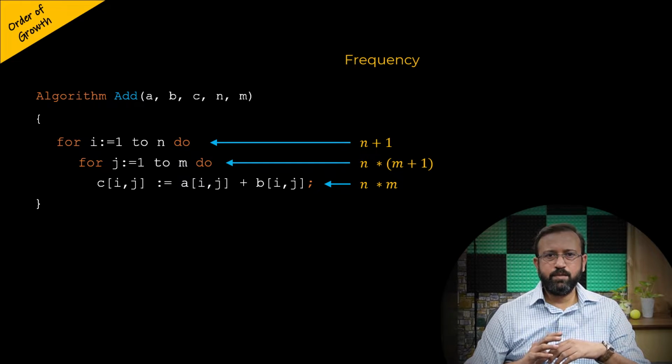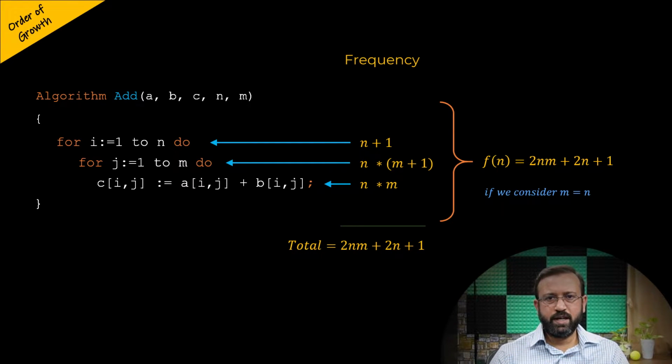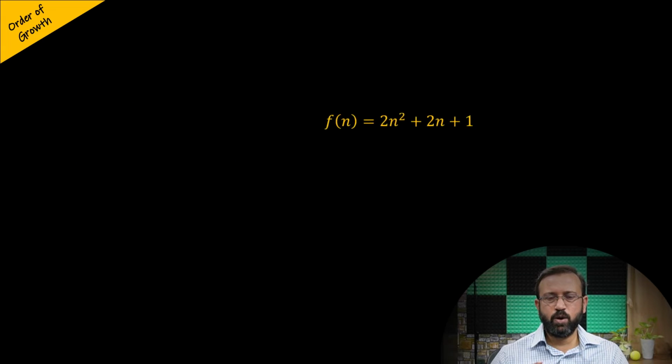Therefore, adding the time taken by all the statements, we have the total as 2mn plus 2n plus 1, which can be expressed as a runtime function f of n equal to 2mn plus 2n plus 1. Now, if we consider m equal to n, then the time complexity of the entire algorithm can be expressed as a runtime function f of n equal to 2n squared plus 2n plus 1. So, the time complexity of the entire algorithm depends upon input n of the runtime function f of n, which is a polynomial of some degree or some order.